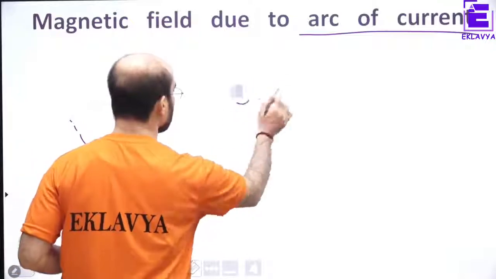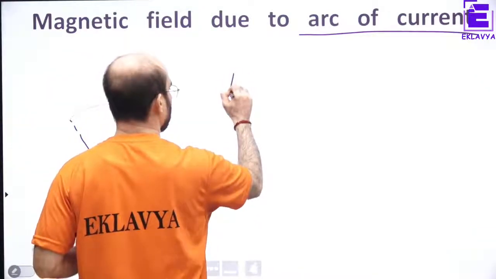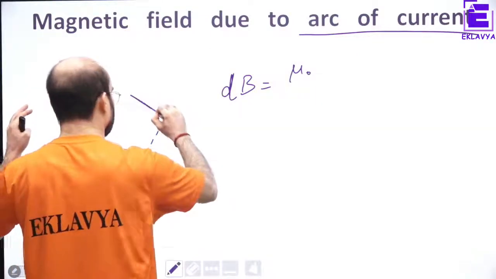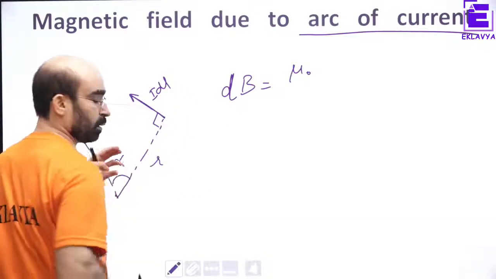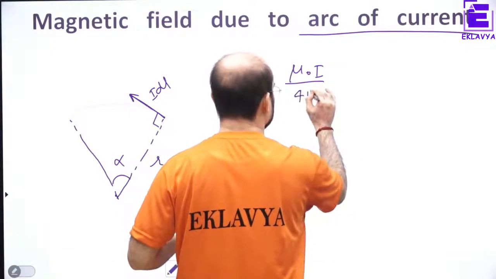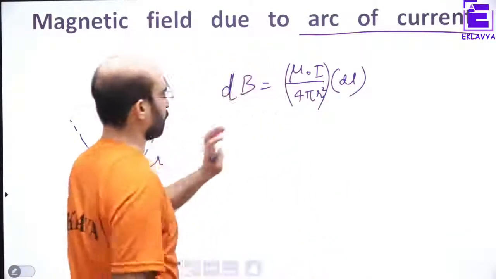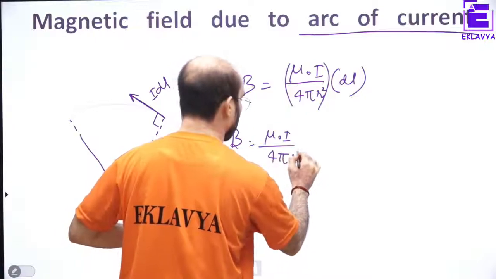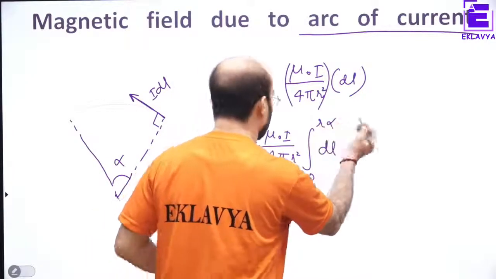Okay, so let me recall this thing. dB equals what? Mu naught. Here also one thing we need to understand, id l is making 90 degree with r, right? 90 degree with r. So what you will get? Mu naught I by 4 pi r square into dl, right? This is the thing we are getting. Okay, now B would be what? Take this constant out of the integral sign, 1 by r square, this is dl, and what would be the limit? Limit would be 0 to r alpha. What will be the final result?